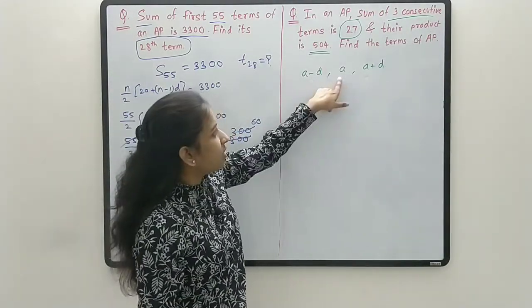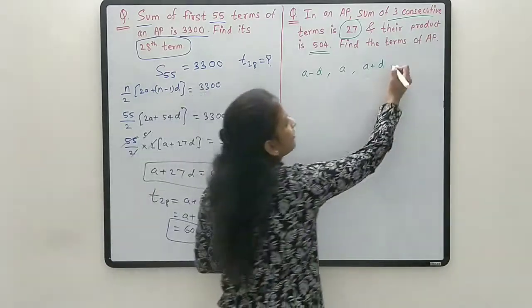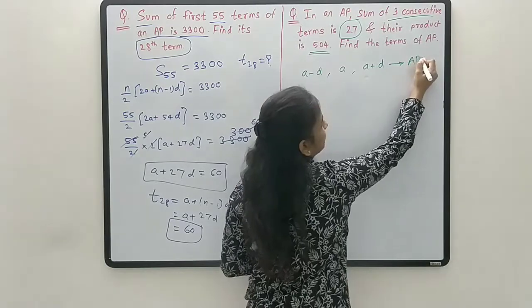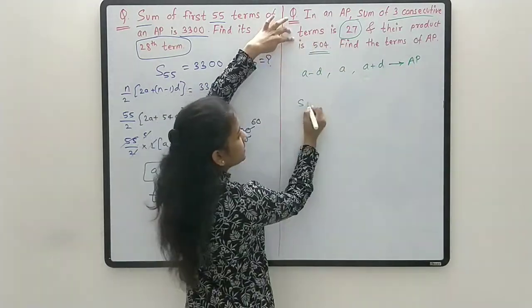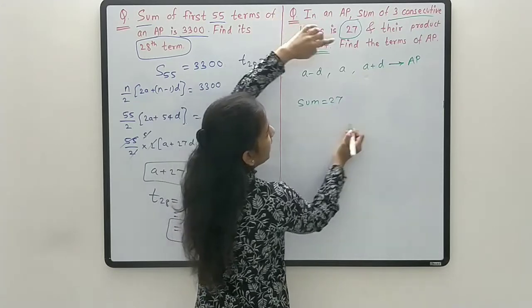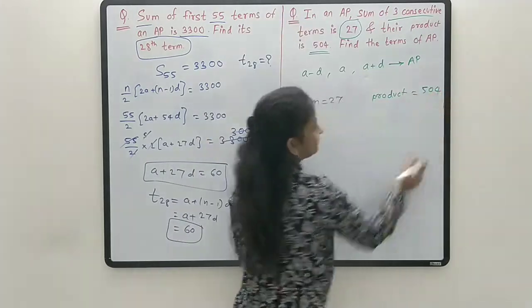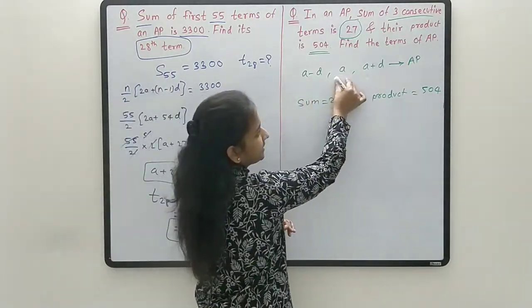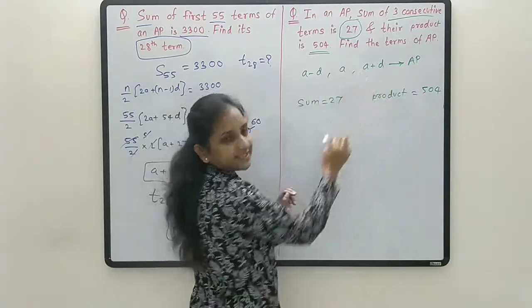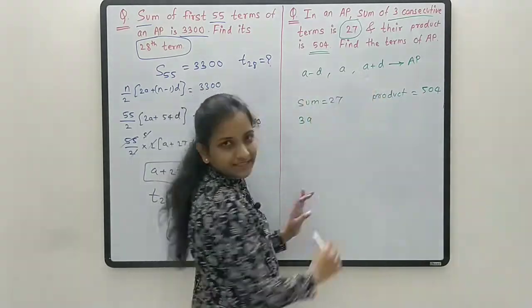Here the common difference is d, here the common difference is d. Now we have assumed that these are our 3 terms of the AP. What is given? The sum of the 3 consecutive terms is 27 and the product is 504. Now the sum is 27: this plus this plus this. The d gets cancelled, right? So we will get 3a. The sum of 3 terms is 3a.